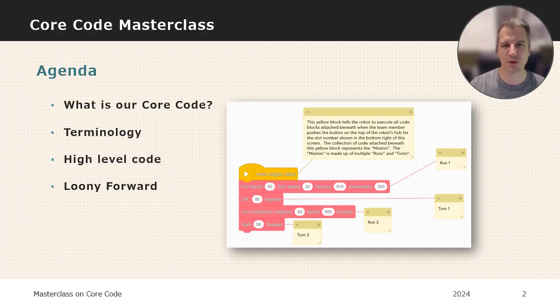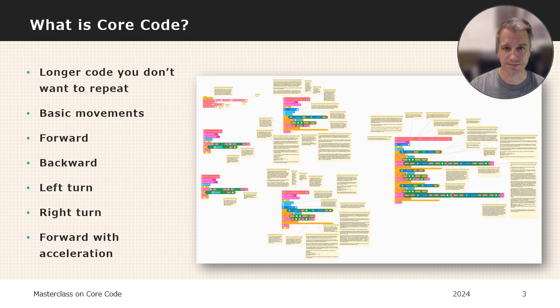Okay, so here's what we're going to cover in this video. We're going to talk about what our core code is, the terminology we use when discussing our code, what our high-level code looks like, and then we'll dive into our Luni forward code. That's the code that takes the robot straight forward. That's all we'll have time for in this video, but I do hope to record more videos on our code next. So, what is our core code?